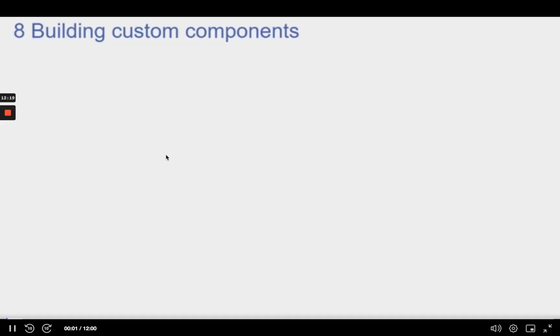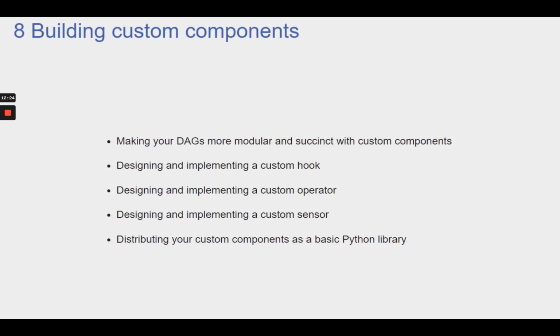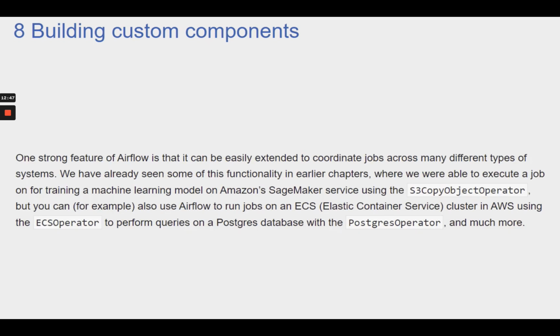Chapter 8. Building Custom Components. This chapter covers making your DAGs more modular and succinct with custom components, designing and implementing a custom hook, designing and implementing a custom operator, designing and implementing a custom sensor, and distributing your custom components as a basic Python library.